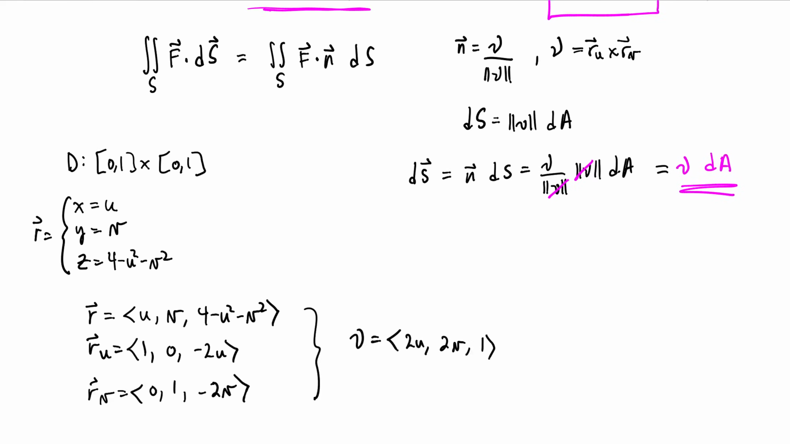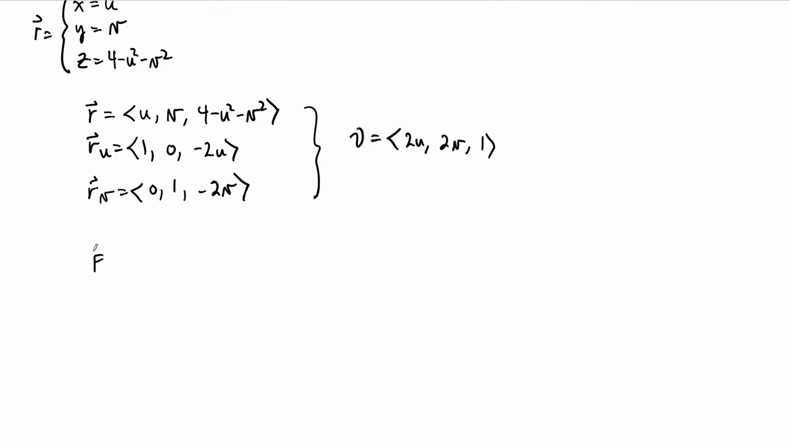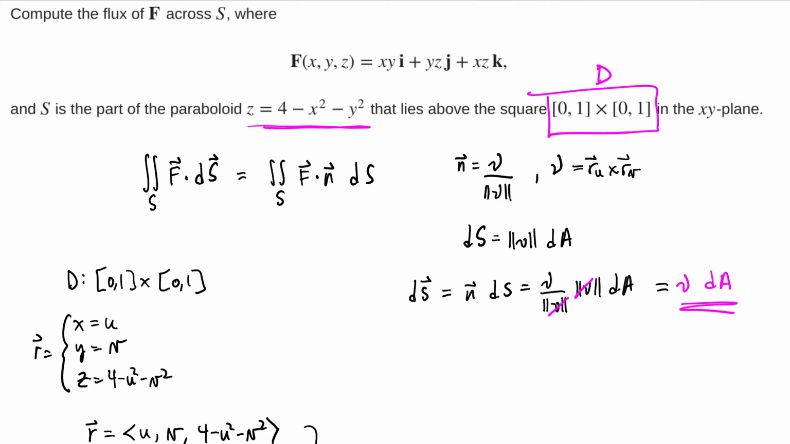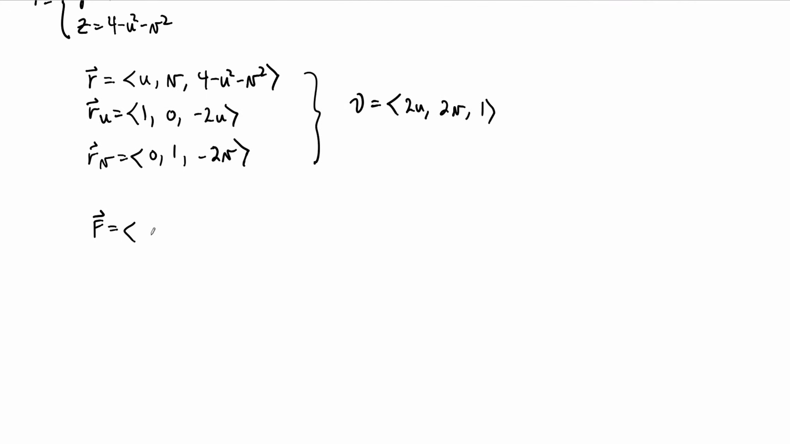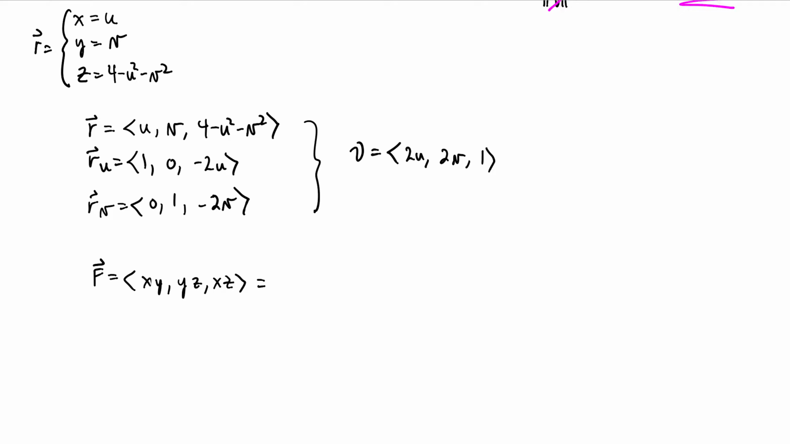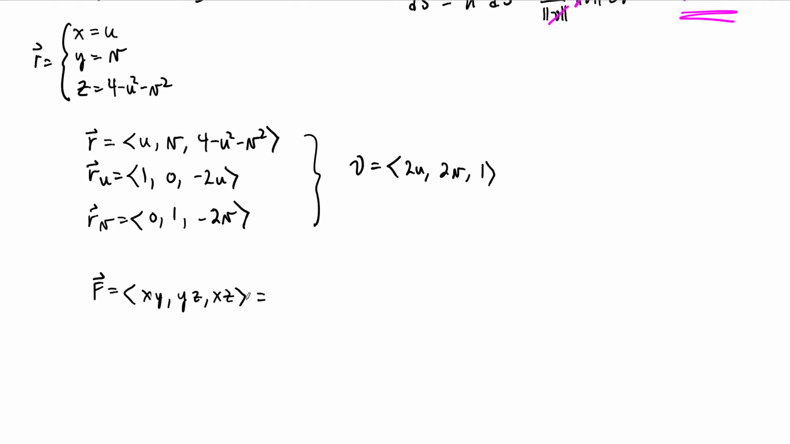So I'm going to rewrite this down here. Our vector field f is going to be, let's go back, it's xy, yz, xz. We need to get the u and the v parameters into this vector field. And so when we do so, the first term is just uv. The second term is going to be what? V times all of this, right?